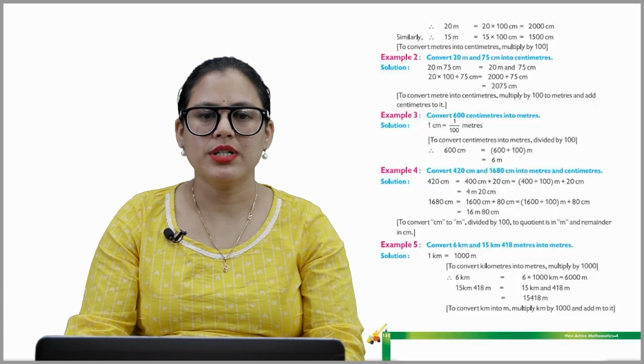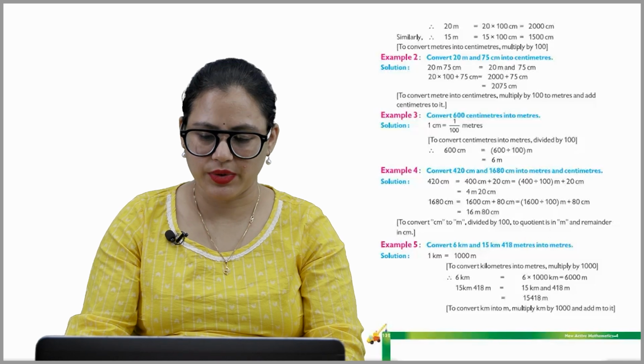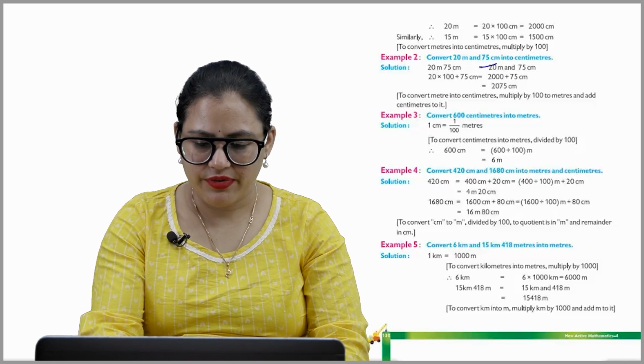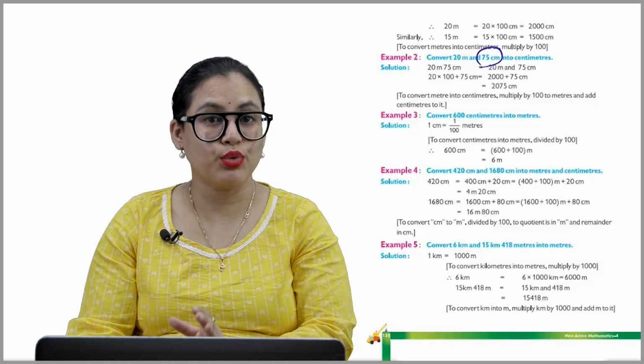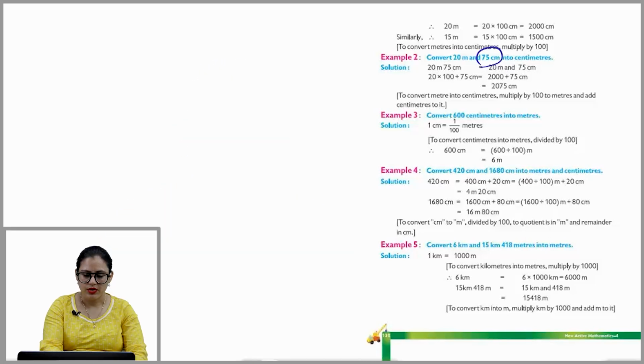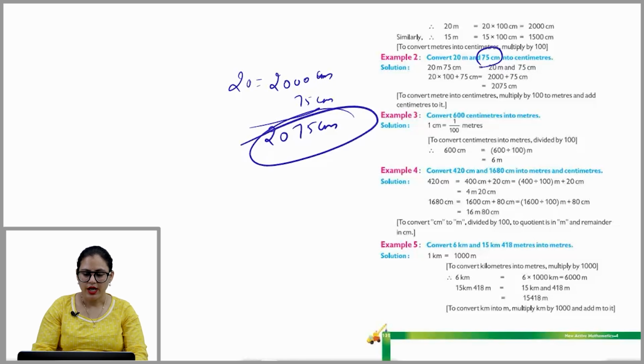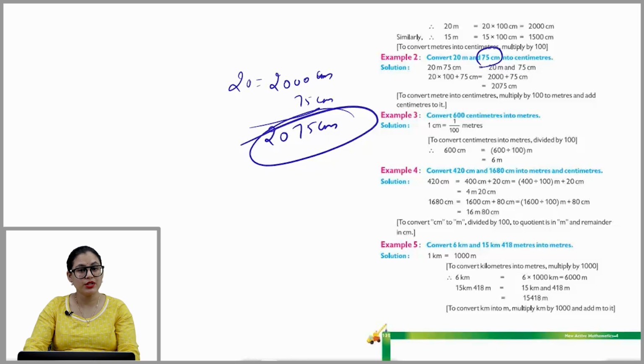Example 2, convert 20 meter and 75 centimeter into centimeters. 75 centimeter is already in centimeter, no need to convert it. We'll just convert the 20 meter. So 20 meter is equal to 2000 centimeter, and then we'll add 75 centimeter. So the answer is 2075 centimeter. To convert meters into centimeters, multiply meters by 100 and add the centimeters to it.